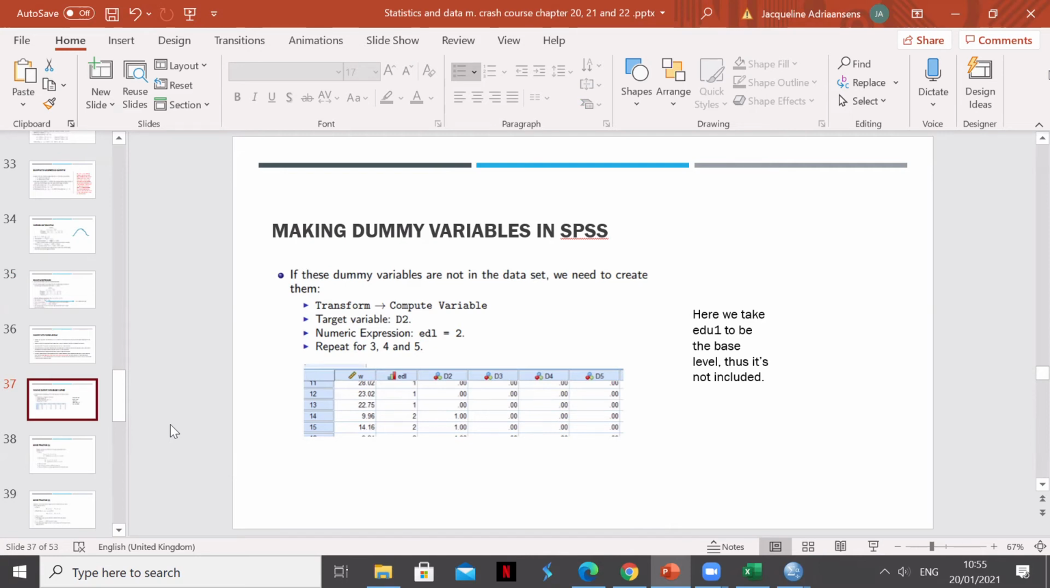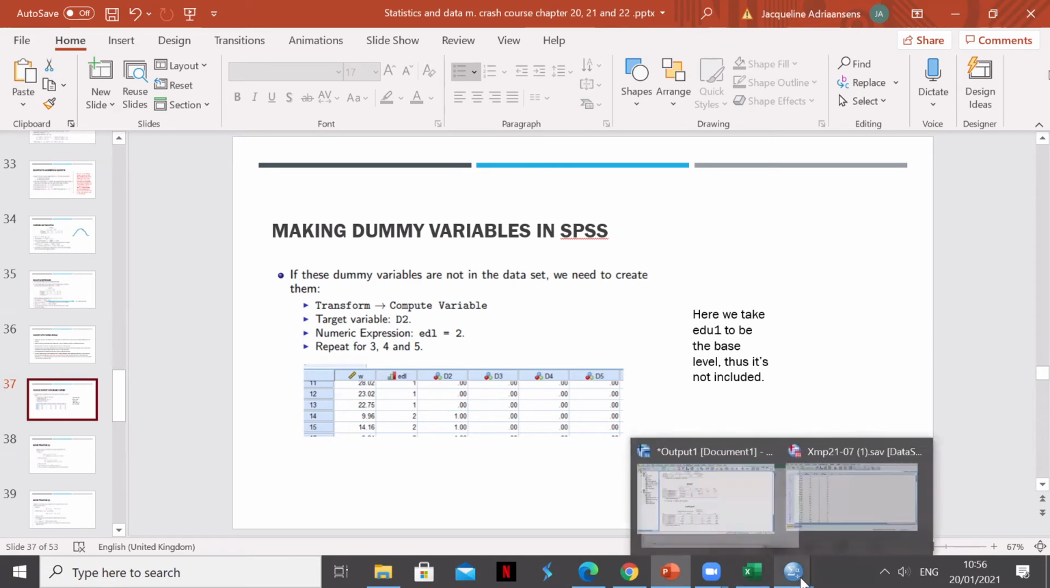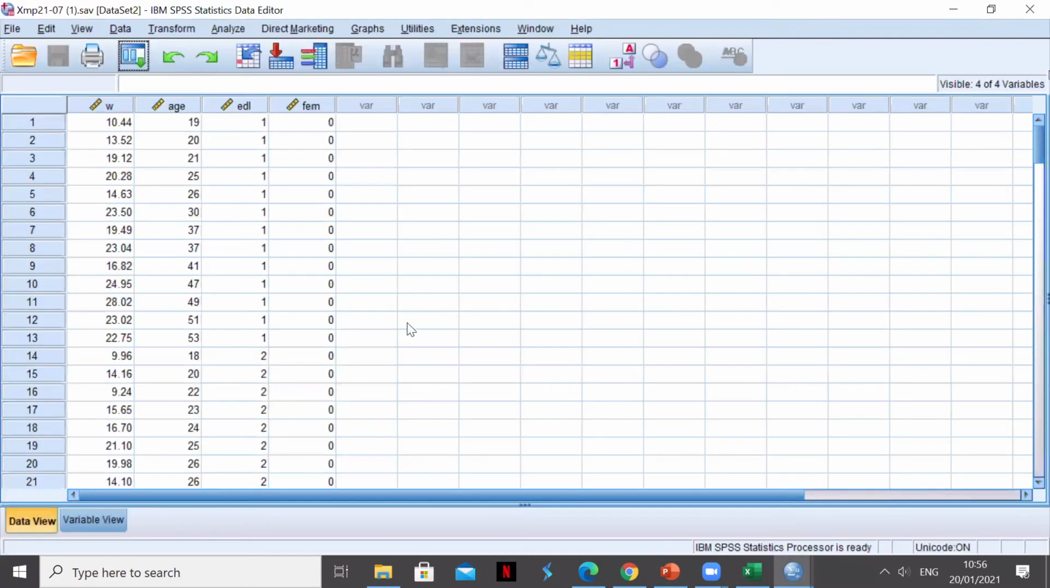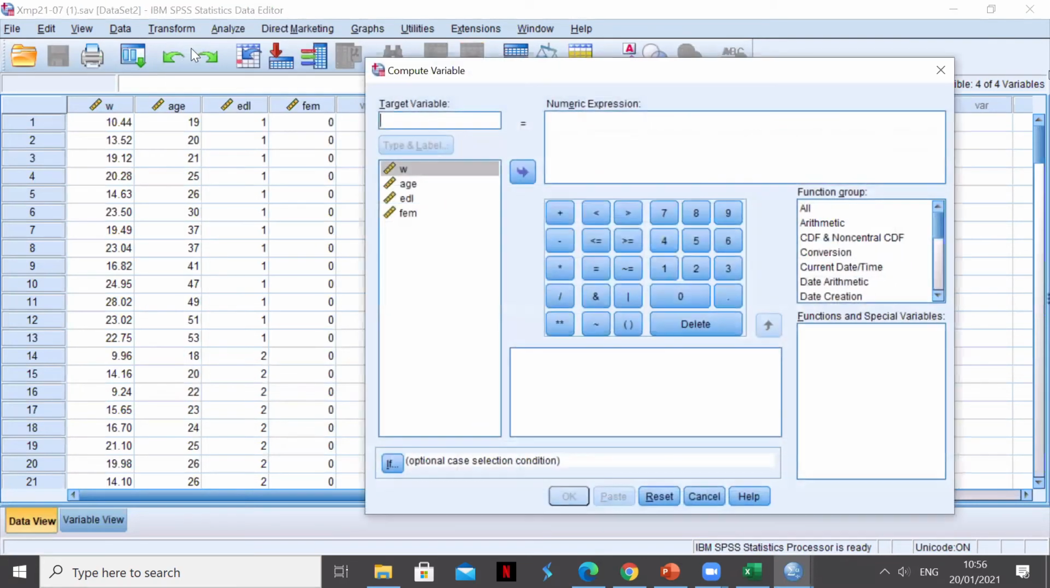But now you have several levels and you're going to have to make them yourself. So how do you do that? If we take the first education level to be the base level, it's not included. So we have to make 4 other dummies. How are you going to do that? You are going to go to SPSS. You click on transform and compute variable.